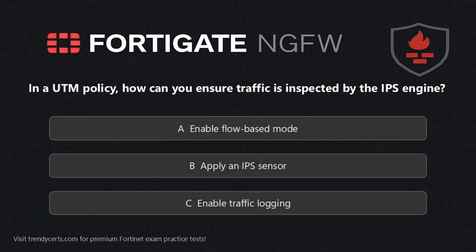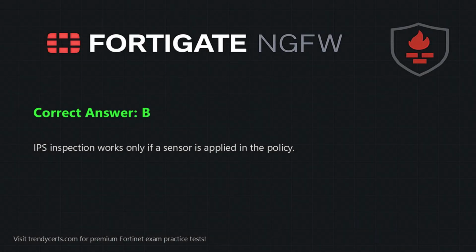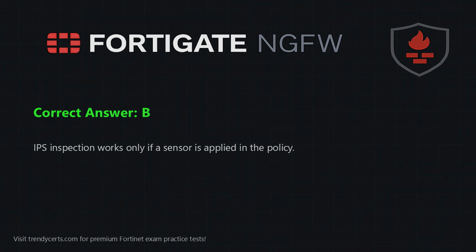In a UTM policy, how can you ensure traffic is inspected by the IPS engine? Option A, enable flow-based mode. Option B, apply an IPS sensor. Option C, enable traffic logging. The correct answer is option B, apply an IPS sensor. Without assigning an IPS sensor to a policy, intrusion prevention will not be applied, even if flow-based mode is enabled.